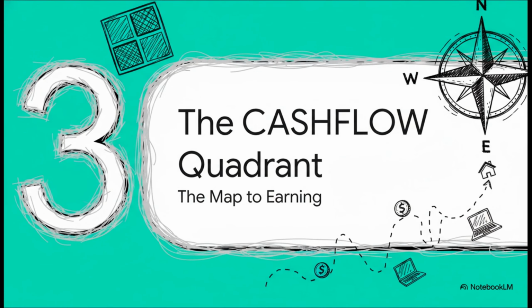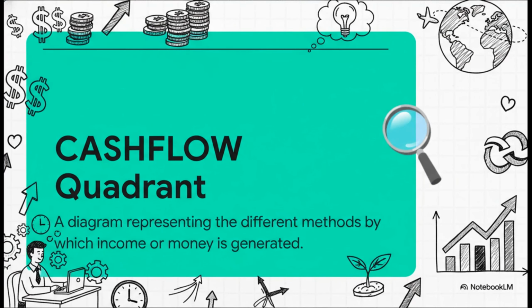And that brings us to the main event, the cash flow quadrant. The easiest way to think of it is like a map that shows you the 4 basic ways that people can earn money in our society. So at its core, the quadrant just shows the 4 different ways to generate income. And here's the key. While a dollar is a dollar, how you earn that dollar is wildly different depending on where you are on this map.